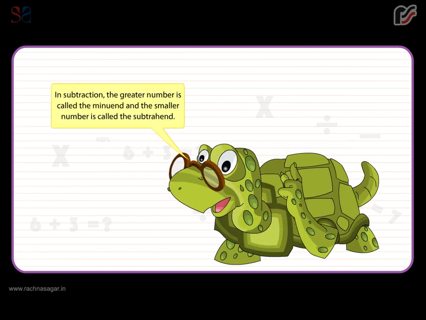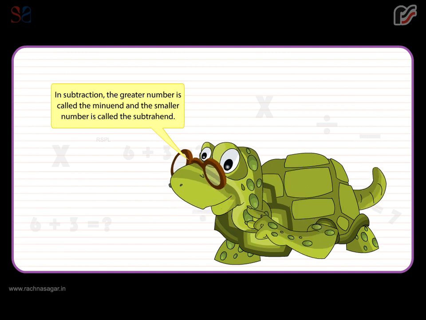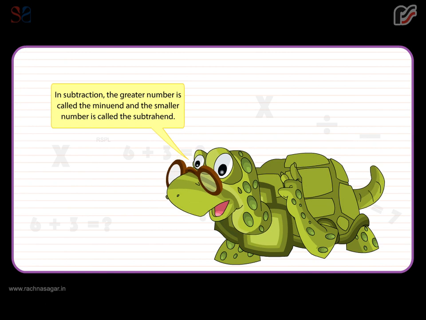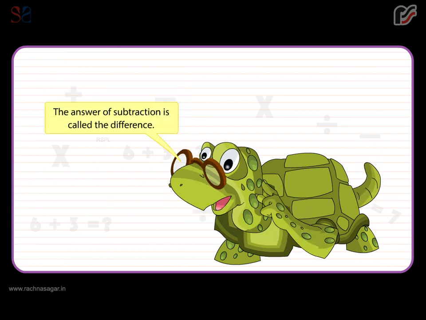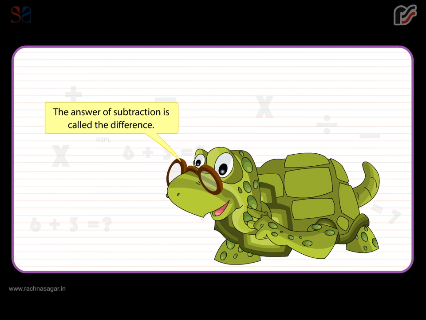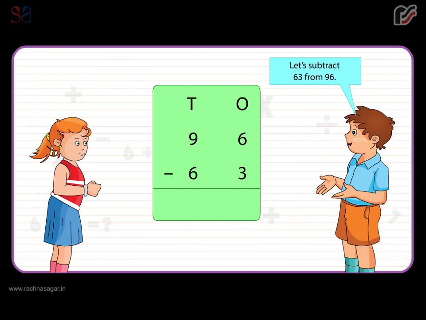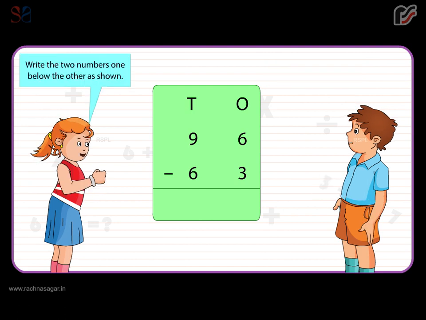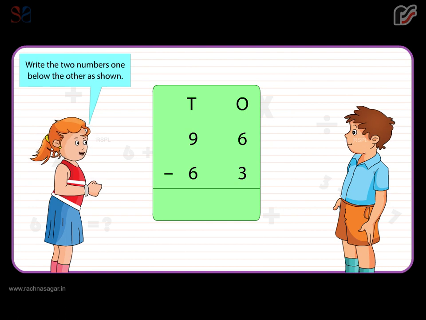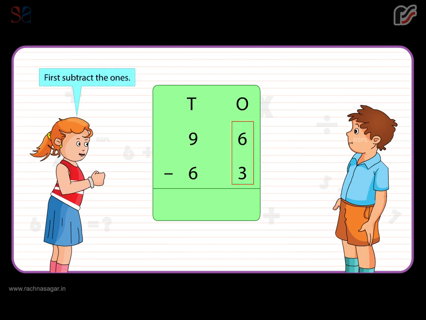In subtraction, the greater number is called the minuend and the smaller number is called the subtrahend. The answer of subtraction is called the difference. Let's subtract 63 from 96. Write the two numbers one below the other as shown. Write bigger number first. First, subtract the ones.